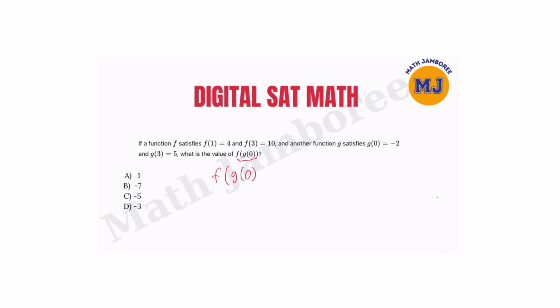find the g(0) first inside of the parentheses, which is already given actually in the question. g(0) is given as -2. So instead of this g(0), I will go ahead and write -2. So I'm looking for the value of f(-2), but f(-2) is not given. f(1) and f(3) are given, but f(-2) is not given. So therefore, we will need to find the value of f(-2).